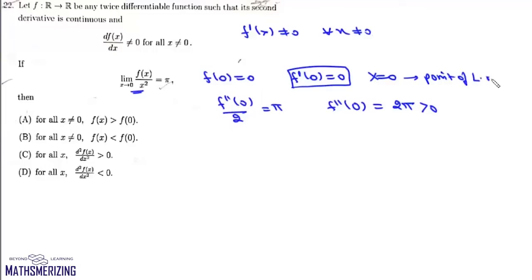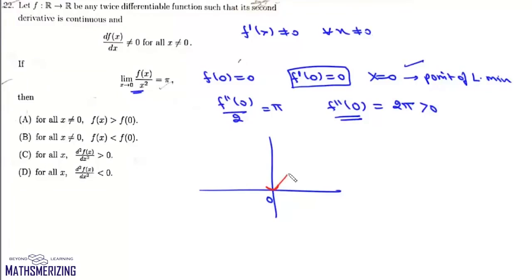local minima. So at 0, this function will be concave up, and it will also have a point of local minima at x equal to 0. And since f'(x) is unequal to 0 elsewhere, that means at no other point it will have a critical point. So this is the only critical point possible in this case. So at 0, we have a double root, that is concave up.